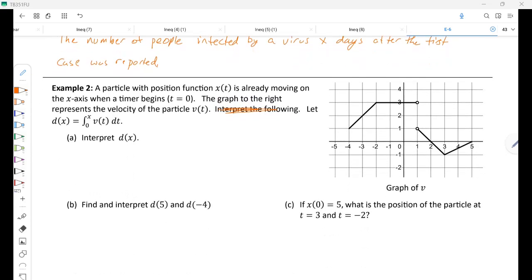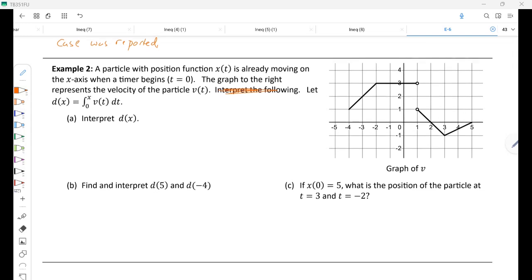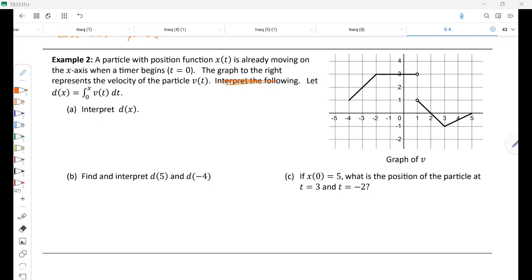And what we're going to do in particle motion is we're actually not going to use the word distance, but we're going to use displacement because we're talking about signed distance, positive meaning to the right, negative meaning to the left. So that's why I used the letter D when I wrote this function, because that D stands for displacement. So it's the displacement of the particle.